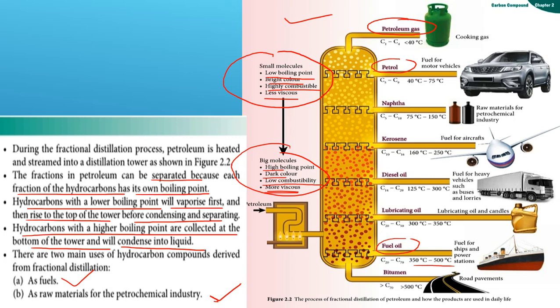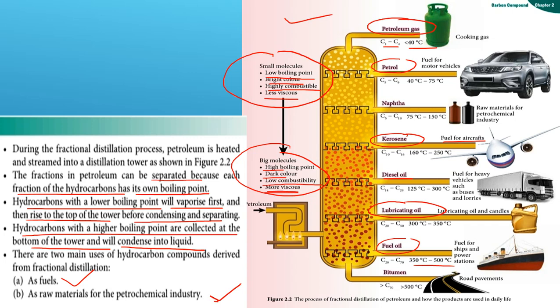Okay, so contohnya di sini petroleum gas, cooking gas lah kan. So dia punya carbon number is around 1 to 4. Okay, dia punya boiling point is less than 40 degrees Celsius. Petrol is 40 to 75. This one is fuel for motor vehicles. Naphtha, this is raw material for petrochemical industry. So we have kerosene, this is for aircraft fuel. Diesel is for heavy vehicles, okay, seperti bus and lorries. And lubricating oil ni, lubricating oils and candles di sini.